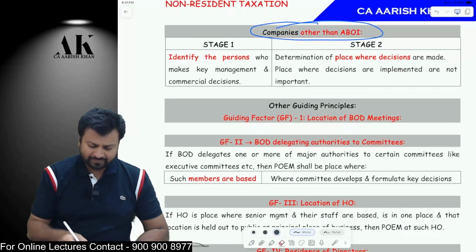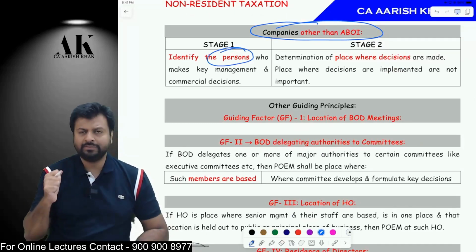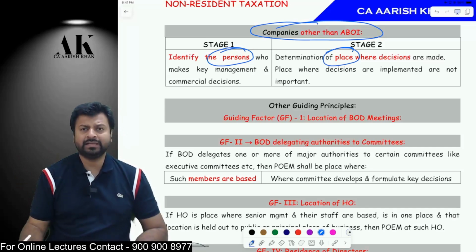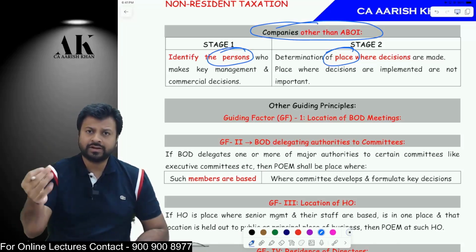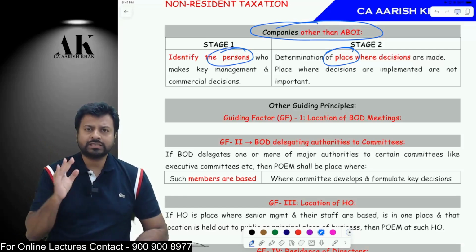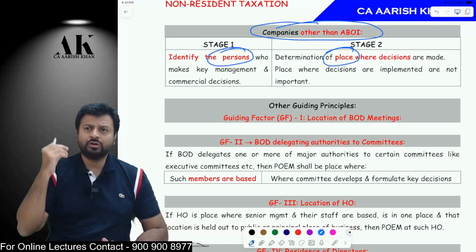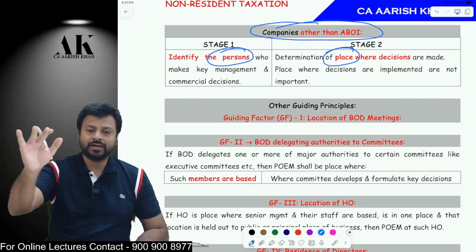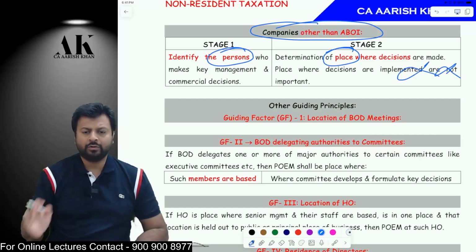Stage 1, identify the person who has the power to make key management and commercial decisions. Identify who makes commercial management decisions in the company. And second, identify the place where key management and commercial decisions are taken. The place where the decision is taken is more important than where it is implemented. For example, Mukesh Ambani sitting in Mumbai and taking a decision to implement a plant in Sri Lanka. So Mumbai is relevant. Where it is implemented in Sri Lanka, that is not relevant. Okay, I hope it is clear to all of you.